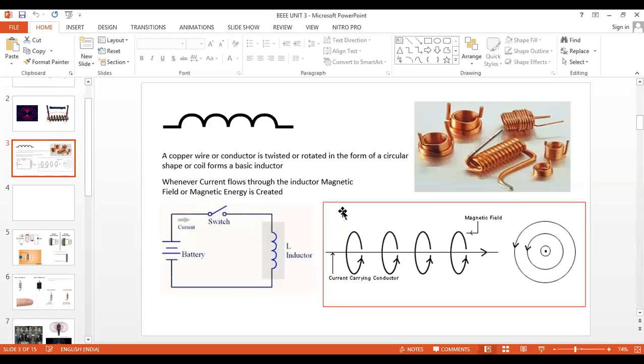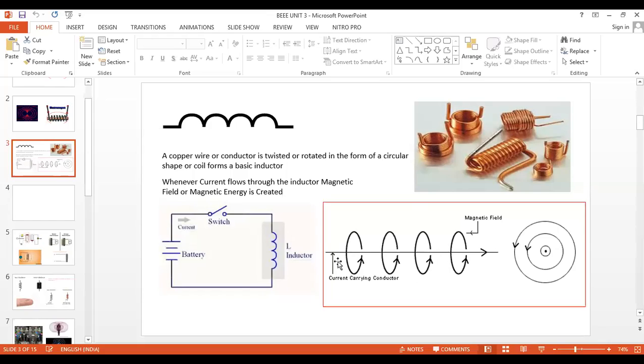Is it clear, all of you? Everyone has to understand the natural thing: whenever current flows through the conductor, magnetic energy is created. Is it clear, anyone, student? Whenever current flows through the conductor. Clear, sir. Okay, I am purchasing copper wire, I am passing the current, I am connecting a battery.